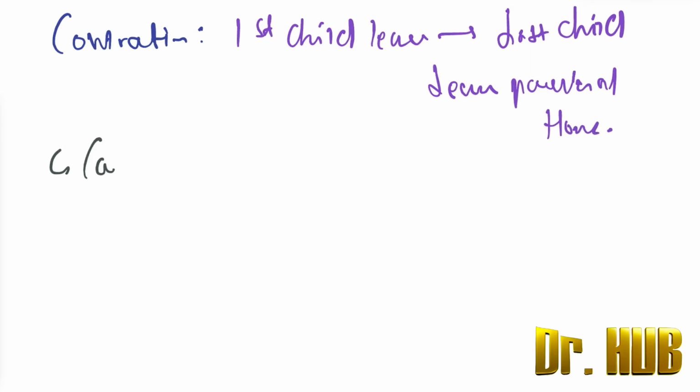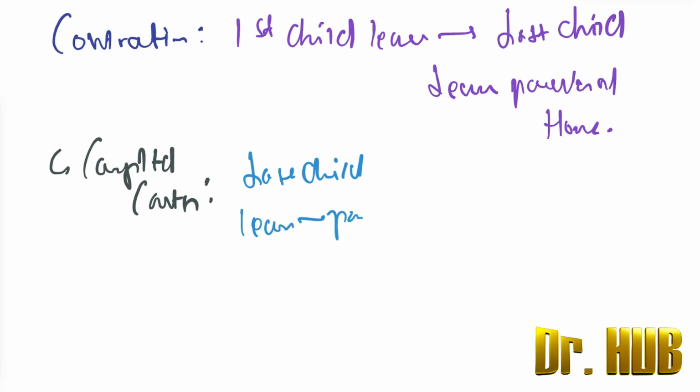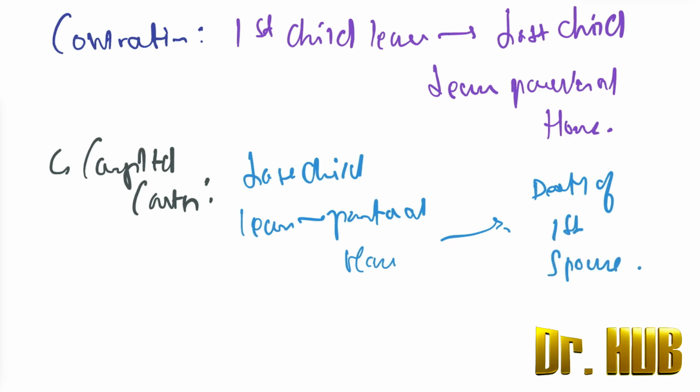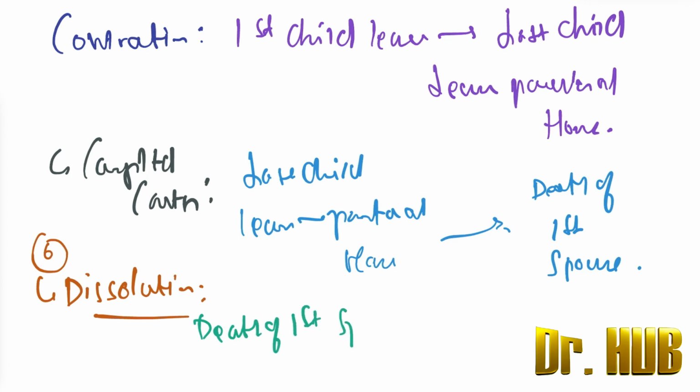Then there is a completed contraction. In completed contraction, it is from the last child leaving the parental home to the death of the first spouse. Lastly, the sixth phase is dissolution. Dissolution means from the death of the first spouse to the death of the survivor.